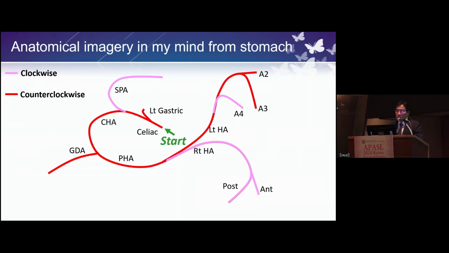This is my imaginary picture in my mind from the stomach. At first, I visualize the celiac, and then with counterclockwise rotation, I follow the CHA. With more counterclockwise rotation and pulling back the scope, we can see the GDA and the PHA. And with more pullback of the scope, clockwise rotation shows the right hepatic artery, and counterclockwise the left hepatic artery. It's very simple. This is, in my mind, not real anatomy.